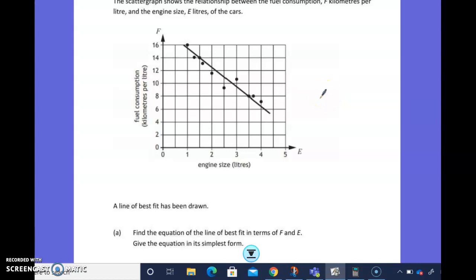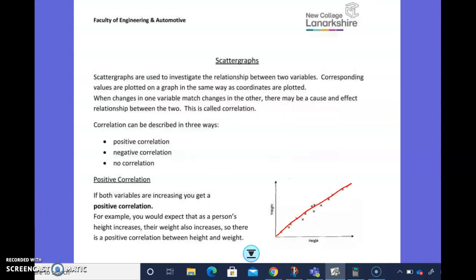Okay. The only real difference is when we're looking at this diagram and we're looking to find our equation of the line, or a line of best fit, is we need to make sure that we are picking points that are on the line. So we can't pick, for example, this point here, or this point here, or any of these ones that doesn't lie exactly on the line. We can only pick points that lie exactly on the line.